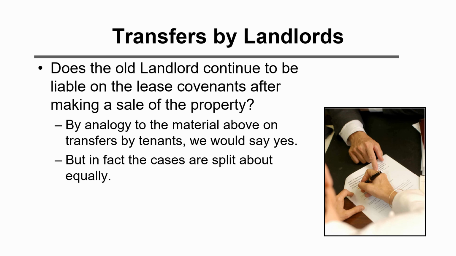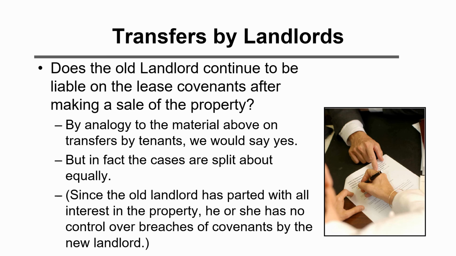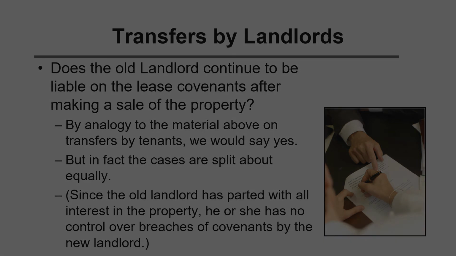The cases that don't hold the old landlord to continue to be liable would say something like this. The old landlord has parted with all interest in the property and therefore has no control over breaches of covenants made by the new landlord. And it's quite unfair to hold somebody liable for breaches of covenants that they have no control of. So the case law is divided just about equally 50-50 on that question.